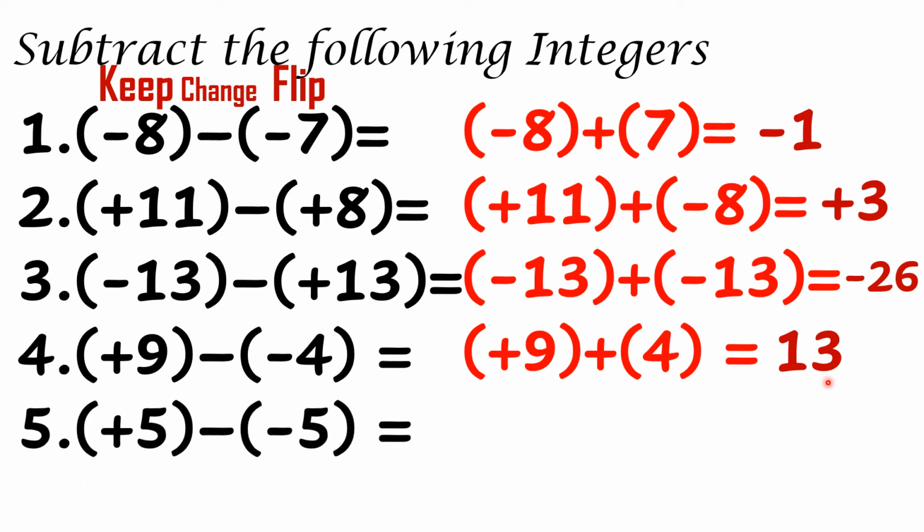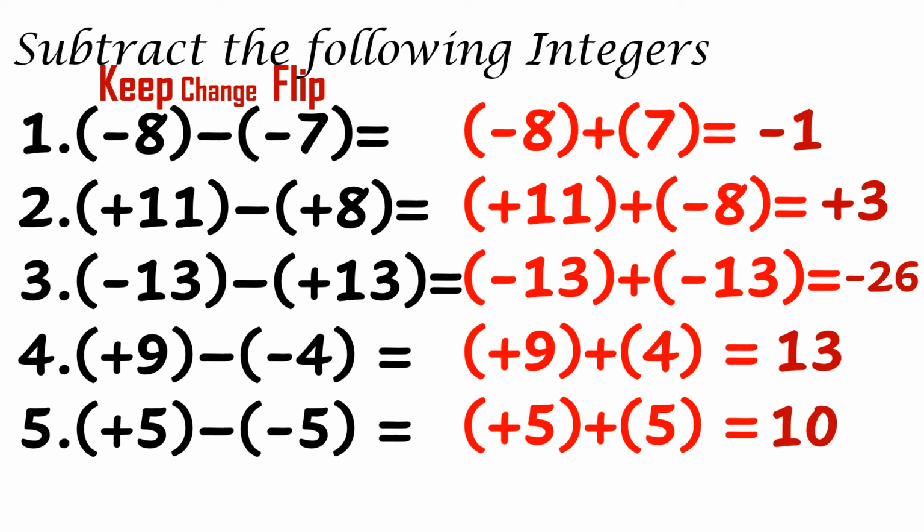Number 5, positive 5 minus negative 5. So, keep, change, and flip. So, positive 5, keep, then change subtraction to addition, then flip negative 5 to positive 5. So, same sign sila sa addition, same sign, we will add and keep. So, 5 plus 5 is equal to 10, then parehas positive, so the answer is positive 10.